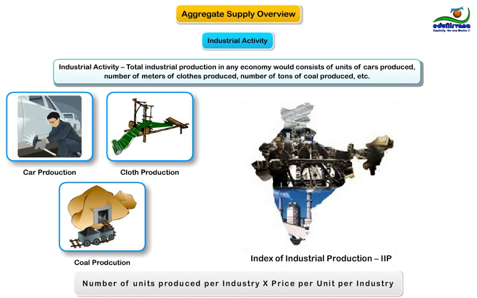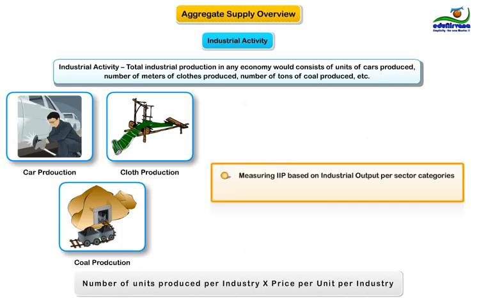Not just the government publishes these numbers periodically. The government and industry folks use this to gauge industry trends. There are two ways to measure IIP: measuring IIP based on industrial output per sector categories, and measuring IIP based on the usage.